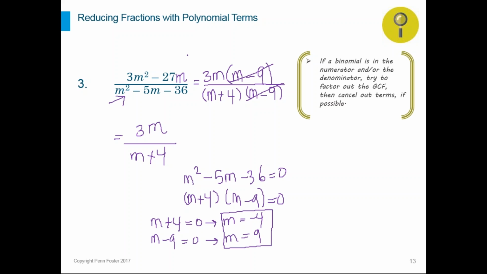So the main idea is whatever you have on the top or the bottom, try to factor that, either by finding the greatest common factor like this binomial, or by factoring a trinomial, and then see what you're able to cancel out to arrive at the reduced form of the fraction.